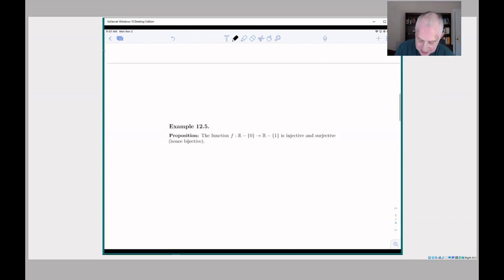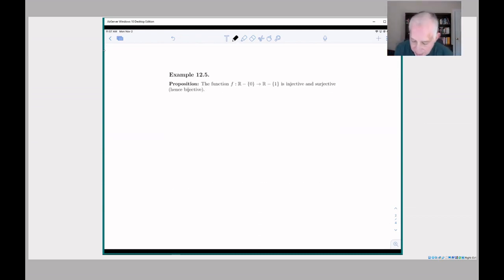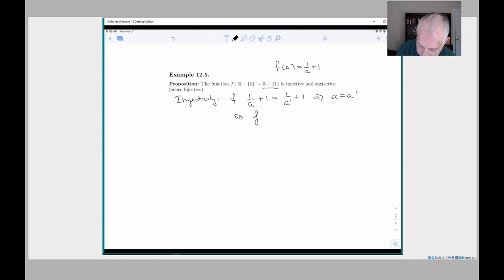Now the second problem makes a tiny twist on this by removing the bad point 1 from the codomain. And now the problem that we had before goes away. So the injectivity proof is still the same, because this is the same function, f of a is 1 over a plus 1. If 1 over a plus 1 equals 1 over a prime plus 1, we can easily deduce from that that a equals a prime, so f is injective.